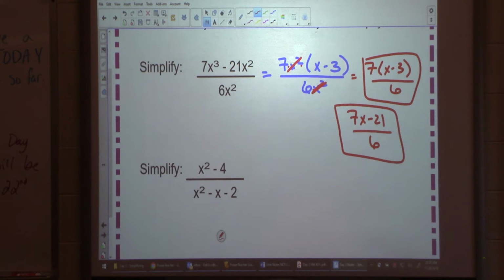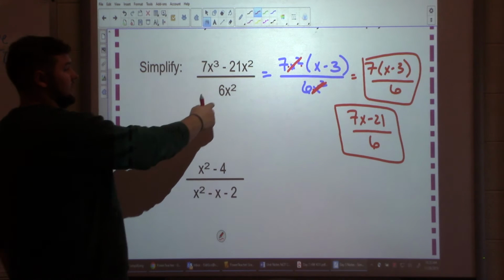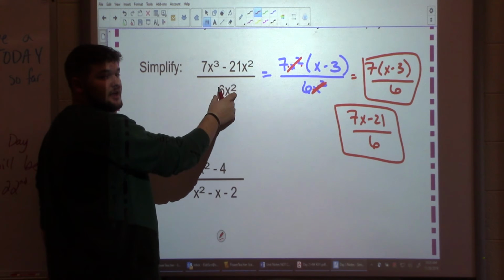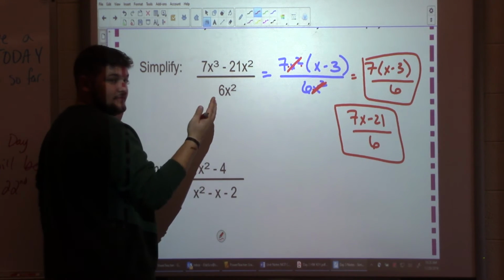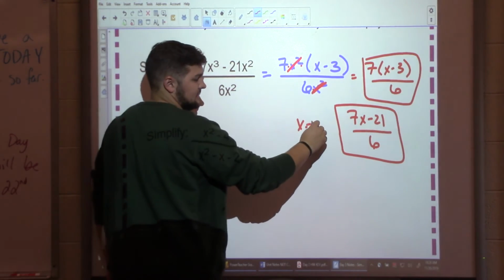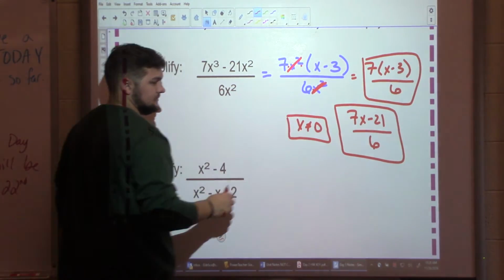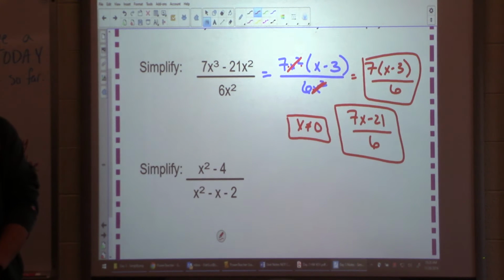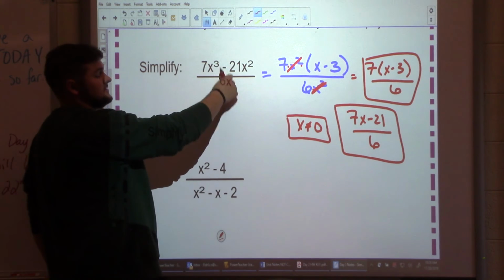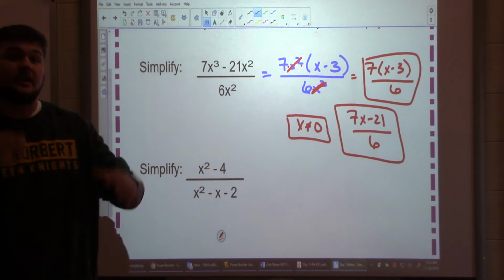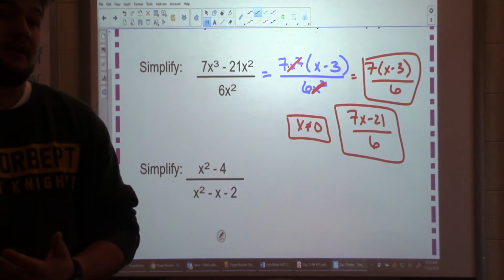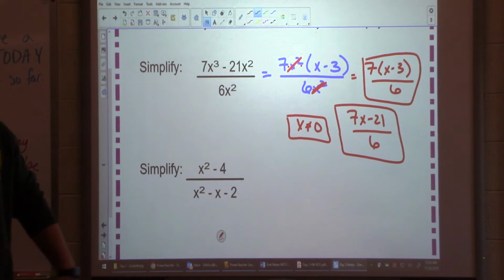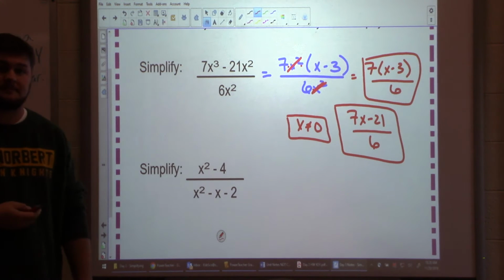Restrictions for this problem. Do we have any? X can't equal 0, right? If I plug a 0 in at the beginning here, what am I going to get? 0, and I can't have that. So x cannot equal 0. If there's multiplication, will the restriction always be 0? Yeah. If it's always like 6 times just a variable, or any number times a variable, it's going to be 0. Now if you have separate pieces like we'll have in the next one, then we have to do a little addition or subtraction.